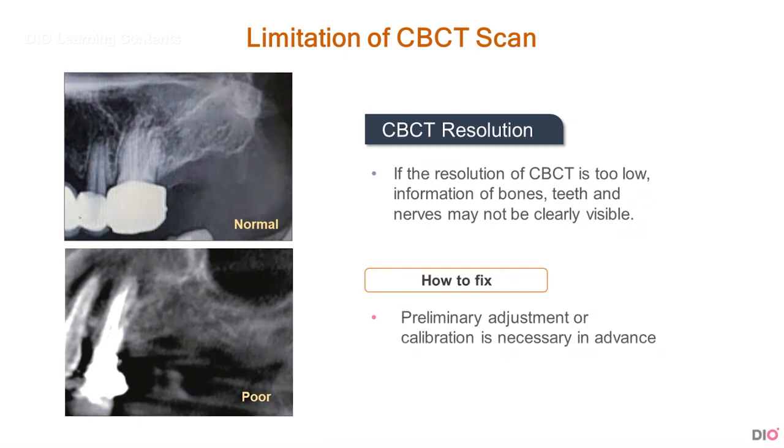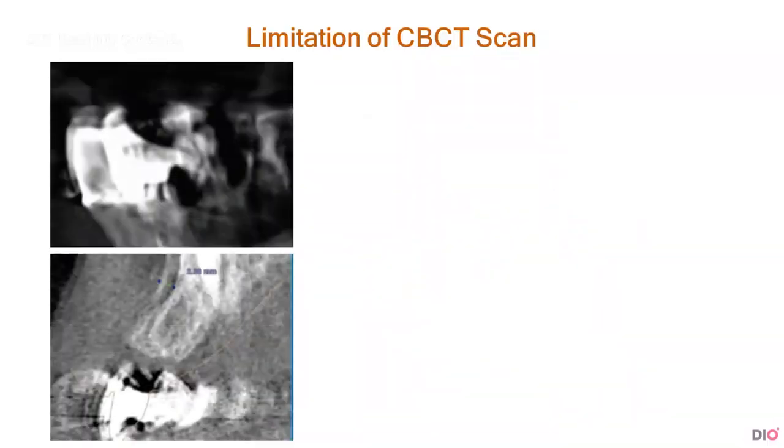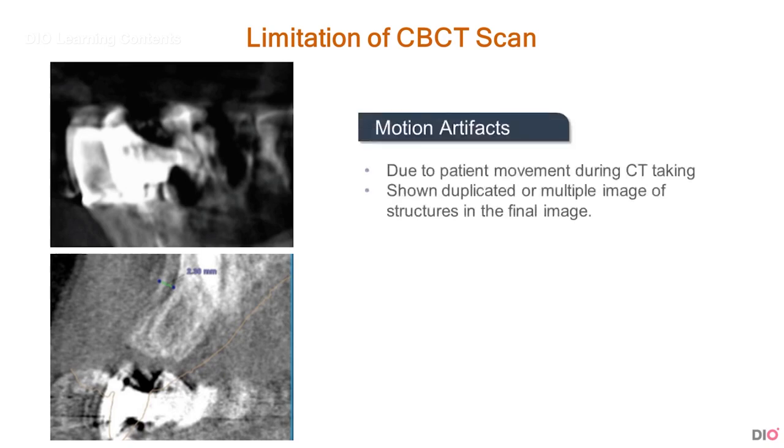And there are artifacts. Motion artifacts or metal artifacts. Motion artifact is caused by the patient's movement while taking a CT, and metal artifact is caused by the metal prosthesis in the patient's mouth. What kind of artifact do you see on this slide? Yes, this is a motion artifact.